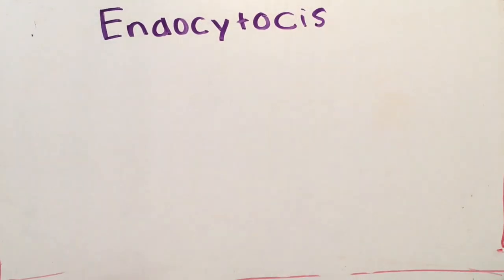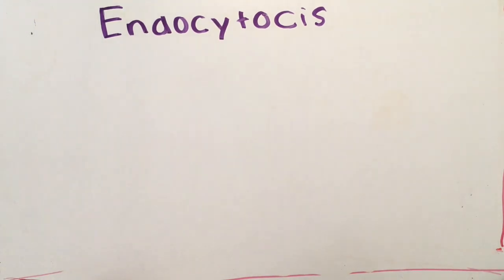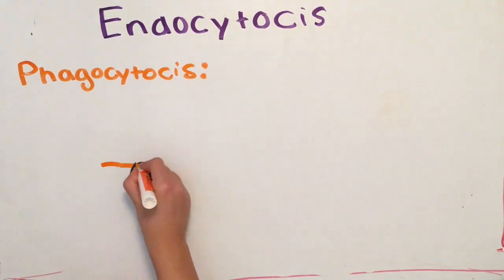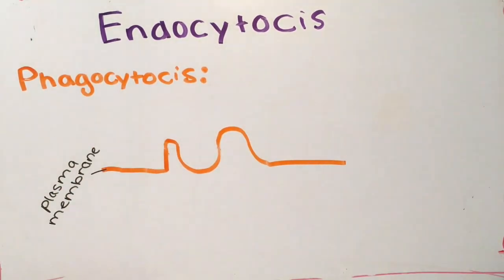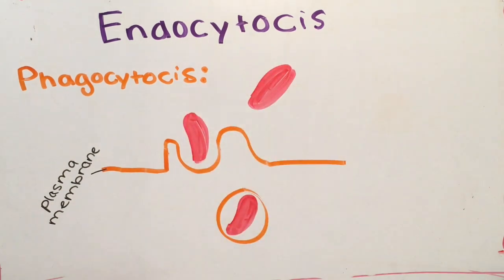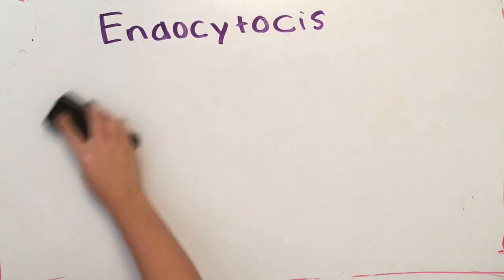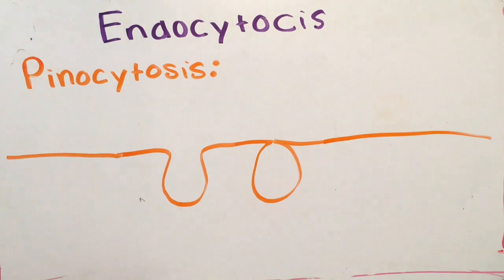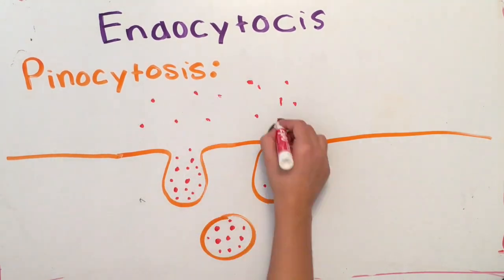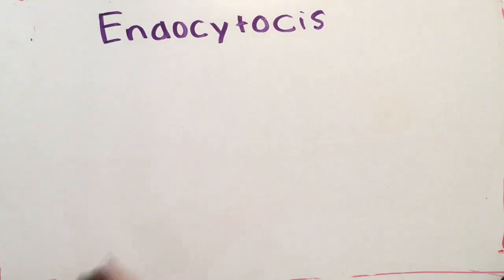And now for the three types of endocytosis, which is defined as the process by which the cell membrane engulfs extracellular material to bring it inside the cell. First is phagocytosis. This is simply endocytosis, but with solid particles. Second is pinocytosis. This is now endocytosis, but with, you guessed it, liquid particles.